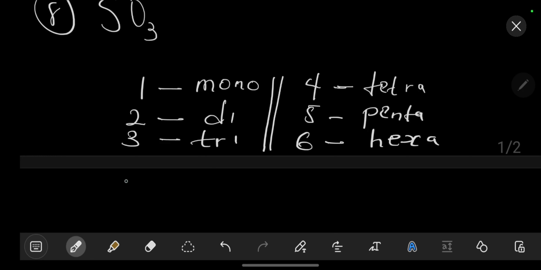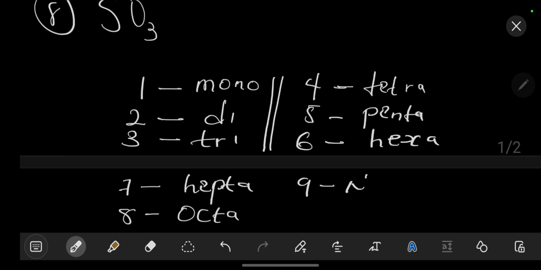If we want to say 7, we use hepta. If we want to say 8, we use octa. If we want to say 9, we use nona. Then if we want to say 10, we use deca. We're going to talk about this again. So make sure you commit them to memory.